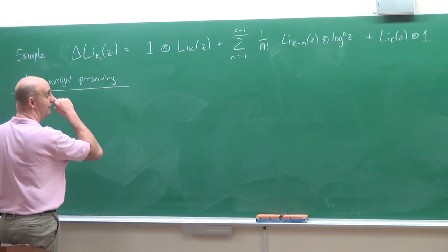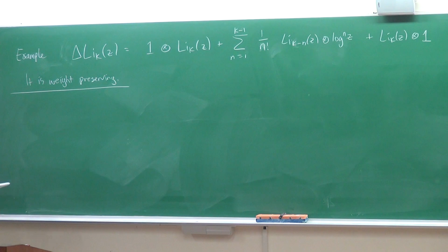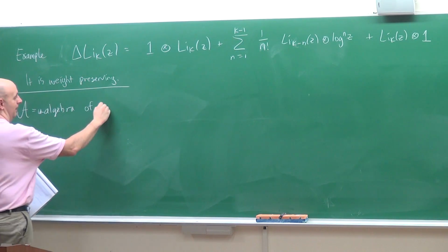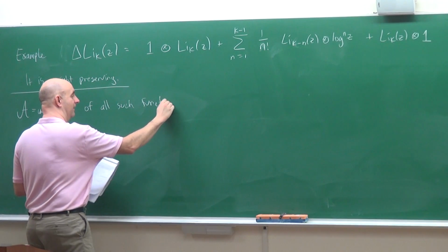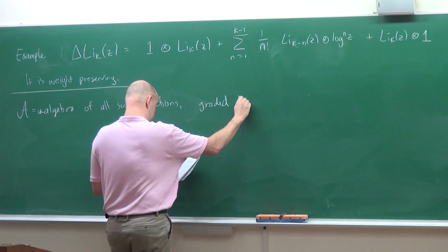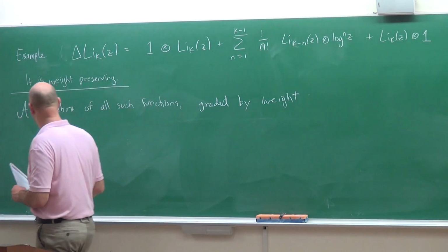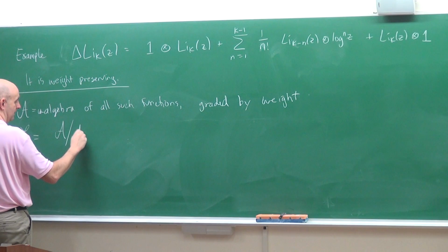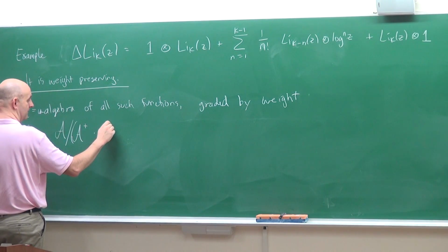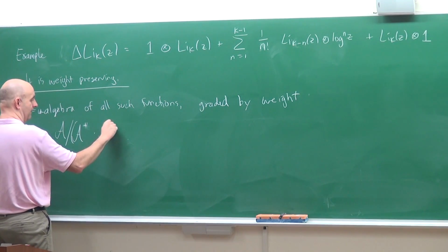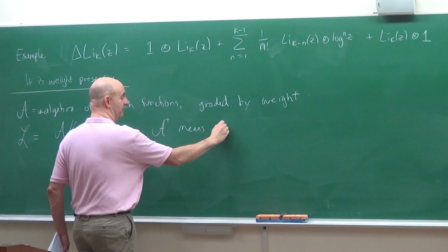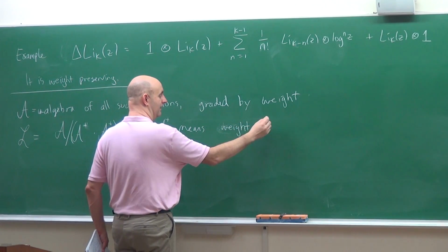There's an additional structure that we can define that's important for analyzing some of the deeper mathematical content of these functions. So if we let A be the algebra, or I should say coalgebra, of all such functions graded by weight, and I let L be the quotient of A by A plus squared, here A plus means strictly positive weight, greater than 0.